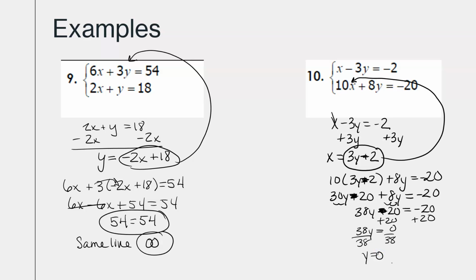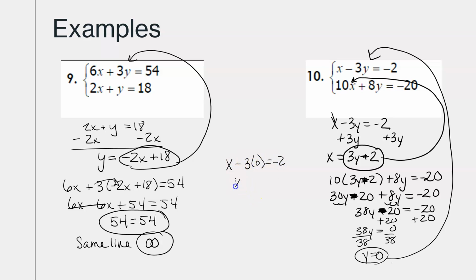So y is 0. We're going to take that y and plug it into the first one. So I have x minus 3 times 0 equals negative 2. So x is negative 2. So my ordered pair is negative 2, 0. Okay, I want you to try the last one.